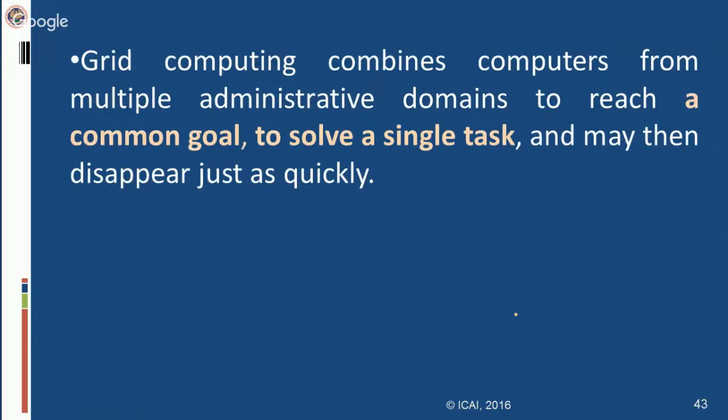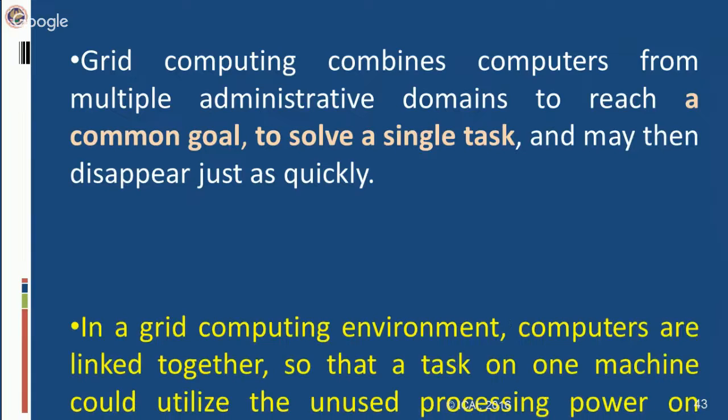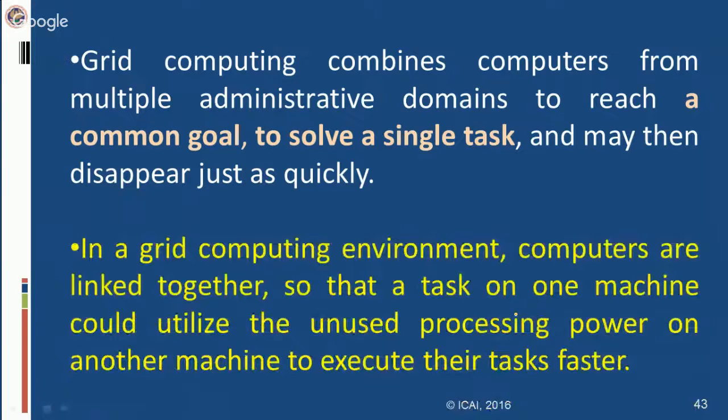Grid computing combines computers from multiple administrative domains to reach a common goal or to solve a single task, and may then disappear just as quickly. So they combine together to perform a particular task, and once that task is performed, they may disconnect themselves and become a part of another grid. In a grid computing environment, computers are linked together so that a task on one machine can utilize the unused processing power on another machine to execute its tasks.